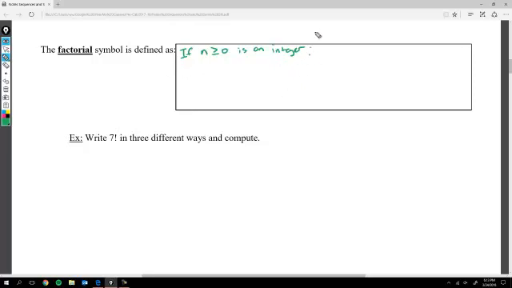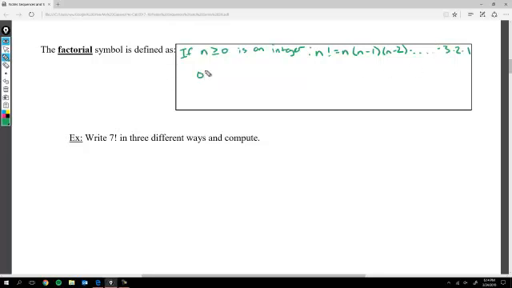First of all, we'll just say this. That means that n factorial is equal to n times n minus 1 times n minus 2 times, and then you just keep going until you get all the way to the bottom. So times 3 times 2 times 1. You stop multiplying when you get to 1.